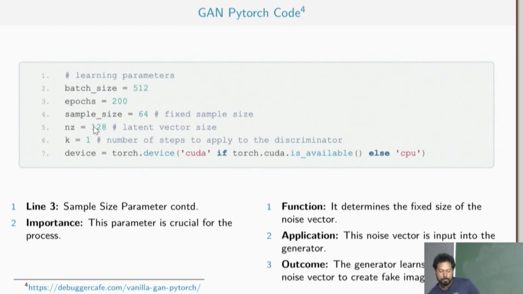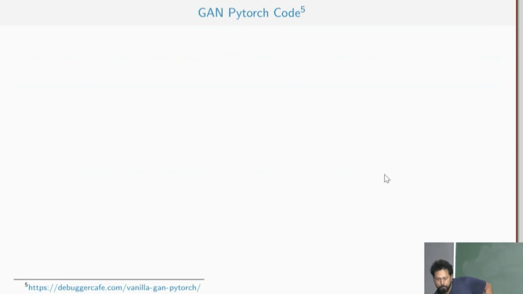And then the last line is about the device, where you are going to run this code. So cuda here essentially refers to GPU. If you have a GPU available, usually GPU is faster, so you go for GPU. If not, then it will take the CPU.